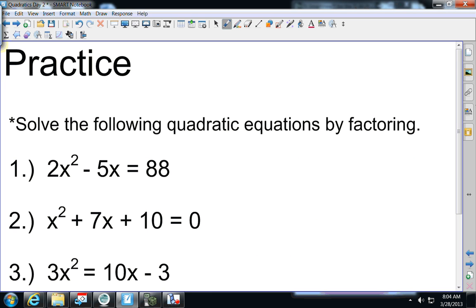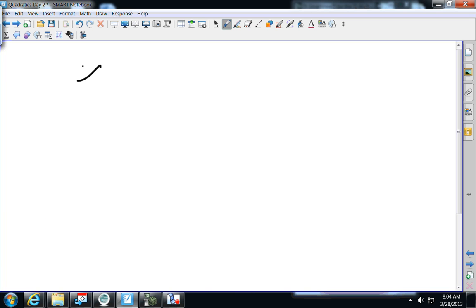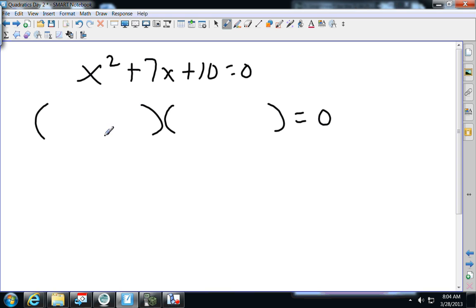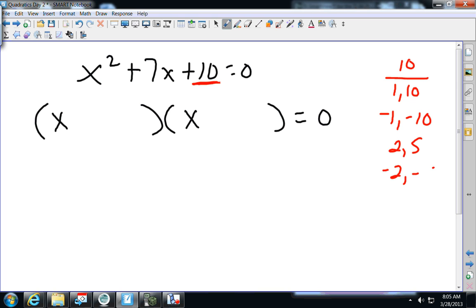Number 2 shouldn't be that bad because it's x squared plus 7x plus 10 equals 0. It's already in standard form. We should have gone here, and I'll put x squared. I'll put x and x. I know it splits up like that. I need my factors of 10, like 1 and 10, negative 1, negative 10, 2 and 5, negative 2, negative 5. What do they need to add up to be? 7. So it's 2 and 5. So I'll put plus 2 and plus 5.